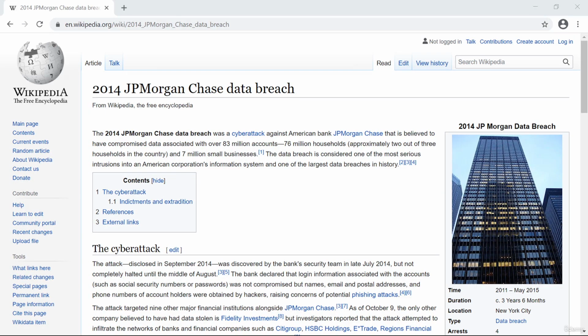Now let's take a look at an example of a big hack that happened back in 2014. Here on Wikipedia, I've searched up the JP Morgan Chase data breach many years ago. The idea here is the number of accounts that were compromised. So here there's a note in Wikipedia about approximately 83 million customer accounts that were compromised. Now, by going further into this, we'll be able to learn a bit more about what happened and what was done to rectify the situation.